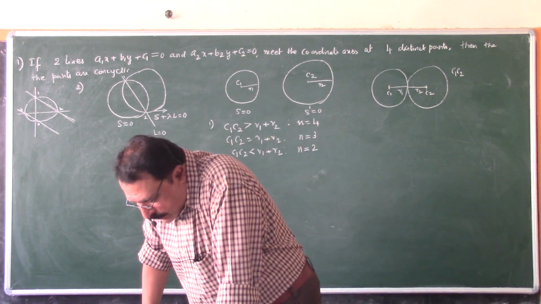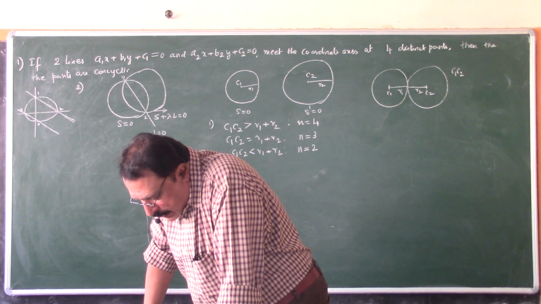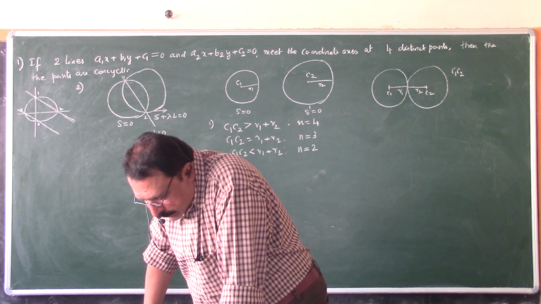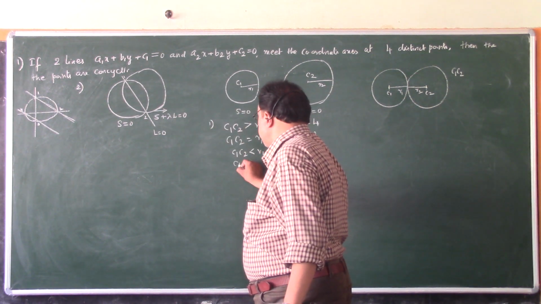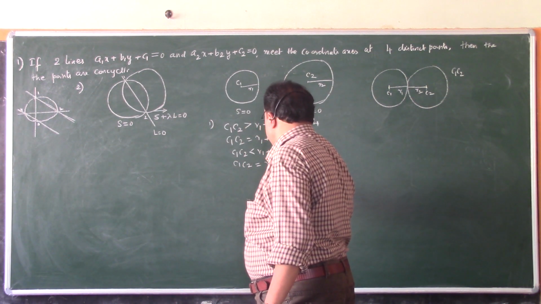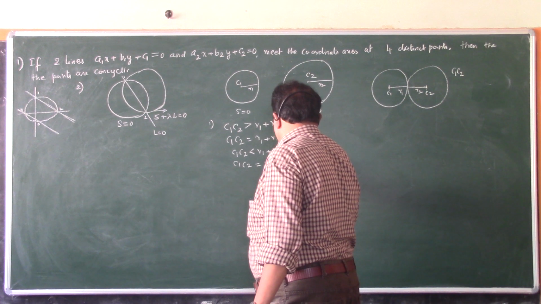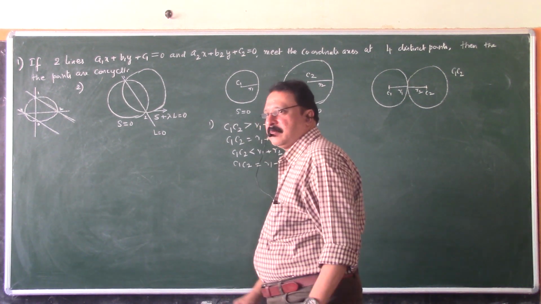And if C1, C2 is equal to R1 minus R2, then the number of common tangents is 1 only.